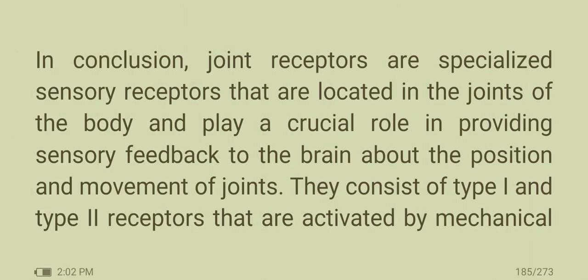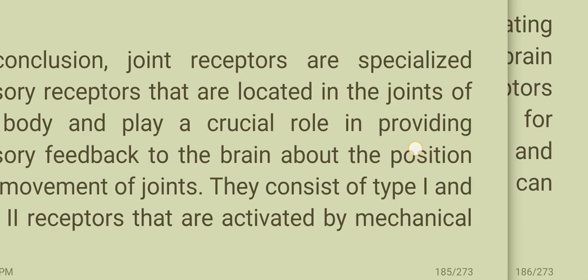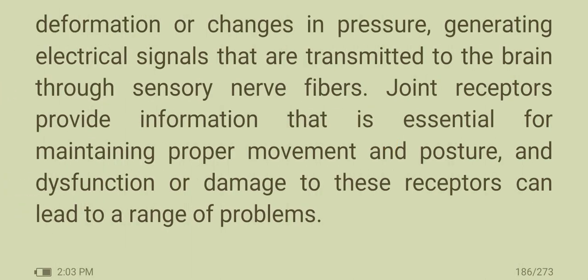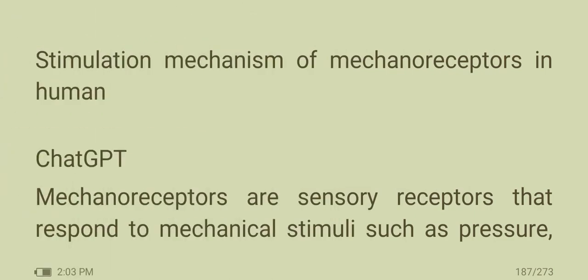pain. Joint receptors are specialized sensory receptors that are located in the joints of the body and play a crucial role in providing sensory feedback to the brain about the position and movement of joints. They consist of type 1 and type 2 receptors that are activated by mechanical deformation or changes in pressure, generating electrical signals that are transmitted to the brain through sensory nerve fibers. Joint receptors provide information that is essential for maintaining proper movement and posture, and dysfunction or damage to these receptors can lead to a range of problems.